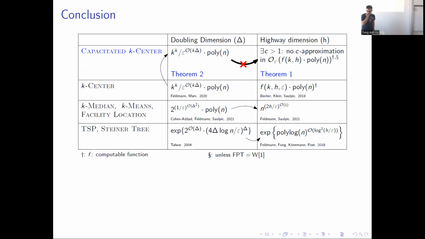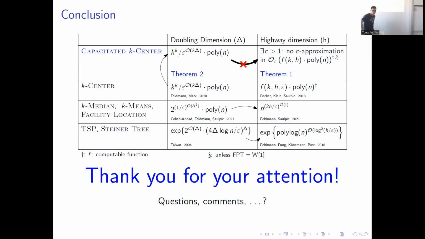And so the main contribution, to sum up, is this cultural remark that it is not the rule that every approximation scheme for doubling dimension graphs has its counterpart in the setting of low highway dimension. And yeah, so that's it. Thank you for attention.